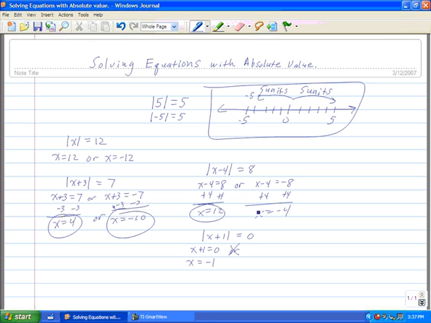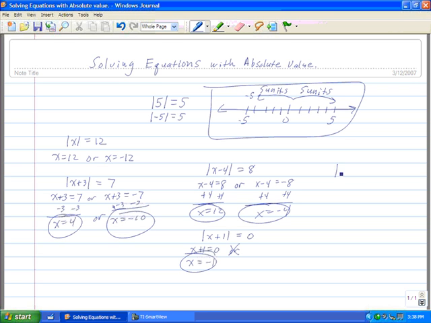Now something that I haven't been doing, just for the sake of time, is taking all these answers and plugging them back in to make sure they actually work. That's something that would be a very good idea, because on occasion you get some problems where one answer doesn't work, or the other one doesn't work, or perhaps neither one is going to work.